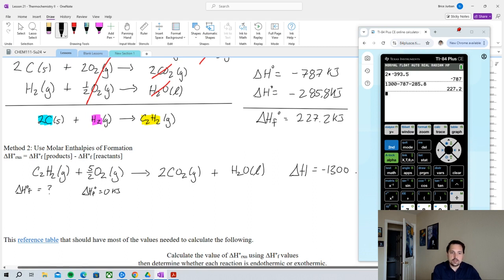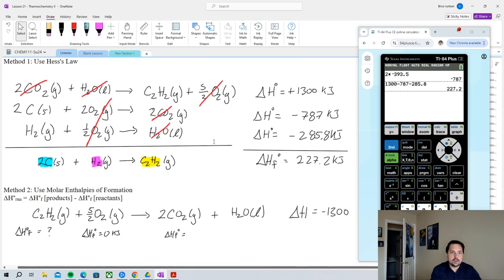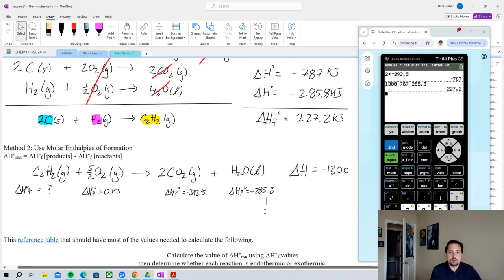For CO2, this is going to be negative 393.5. Now there's two of them, so we'll need to multiply that by 2. And then this one is negative 285.8. All right, so conversely, if we knew all 4 of these, we could calculate the delta H of the combustion. Okay, so let me show you that this works out.